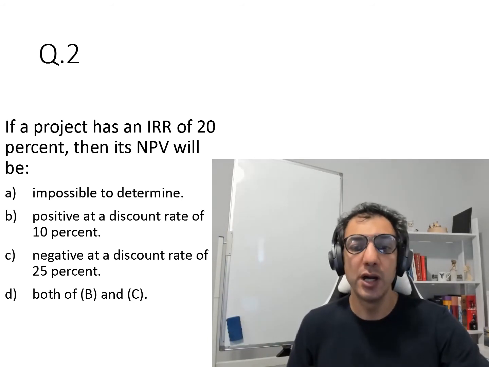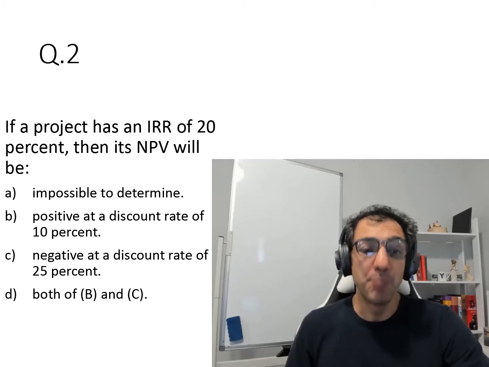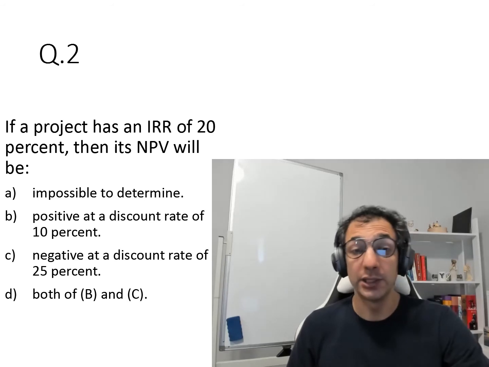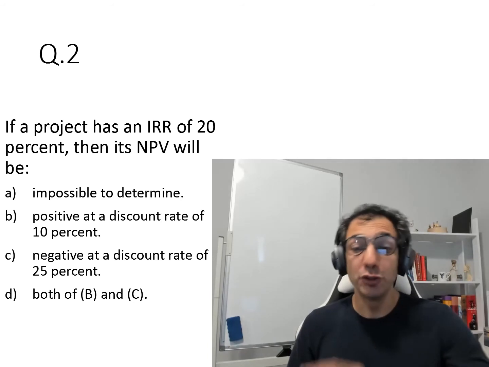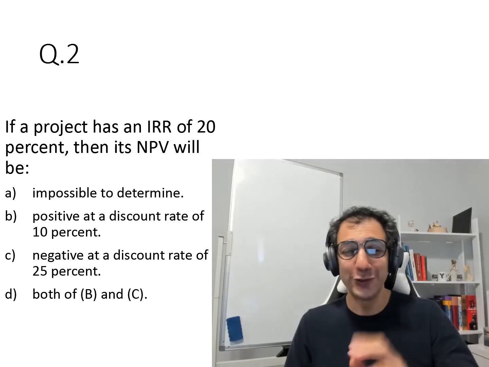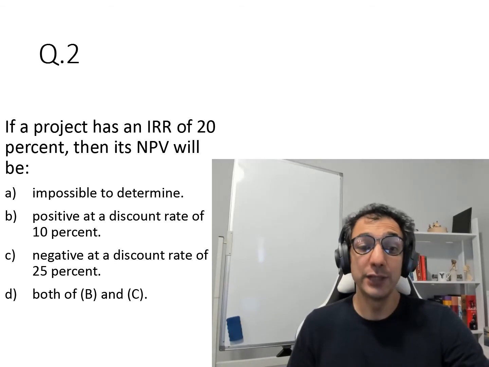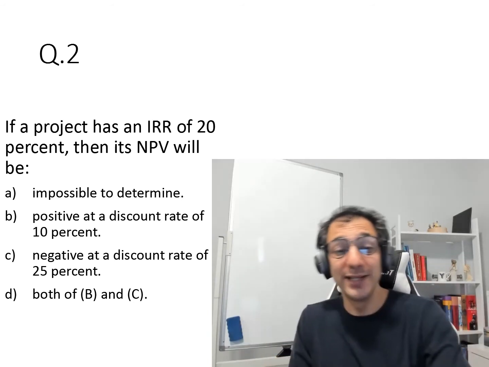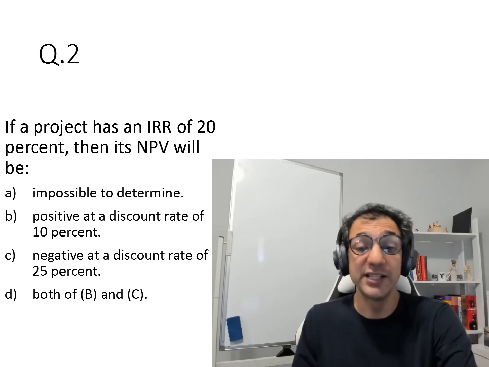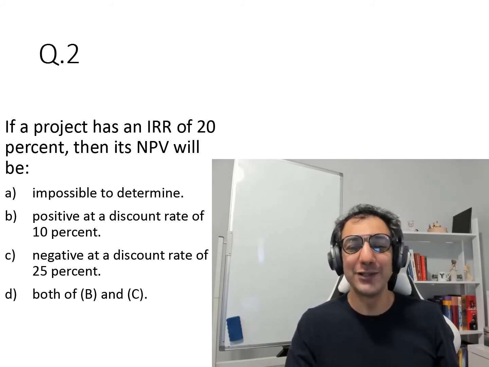So let's see which one is telling us this. Impossible to determine, which is not correct. Positive at discount rate of 10%, correct. So if your discount rate is 10%, your NPV becomes positive. But be careful, always read all the answers. Don't just go, oh, B is the correct answer, I'm done. No, let's go to C. Negative at a discount rate of 25%. This is also true. If the rate is going above 20%, the NPV becomes negative. B and C are both correct. So the answer should be D, not B, not C, both. So which is D. Now let's look at the third question.